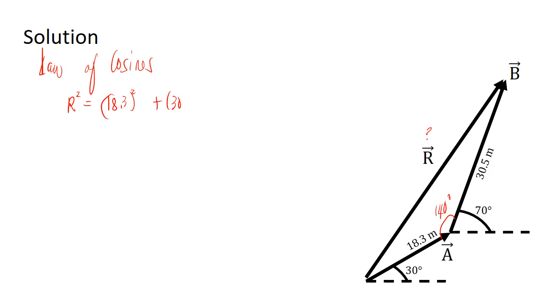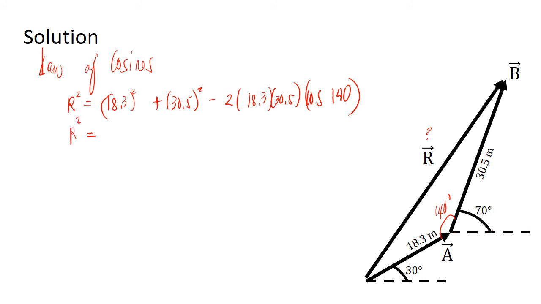18.3 squared plus 30.5 squared, the sum of the squares of the other sides, minus twice the product of the other sides and the cosine function of the angle opposite the unknown side, or cosine 140. Okay, heads up, you should have a scientific calculator because cosine 140 is not a special angle.